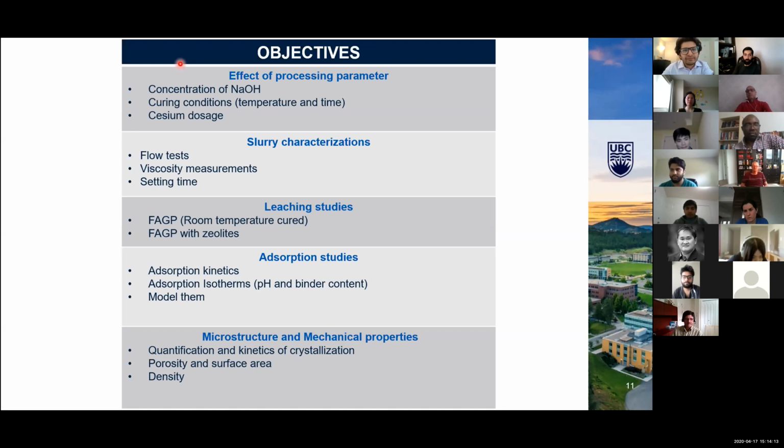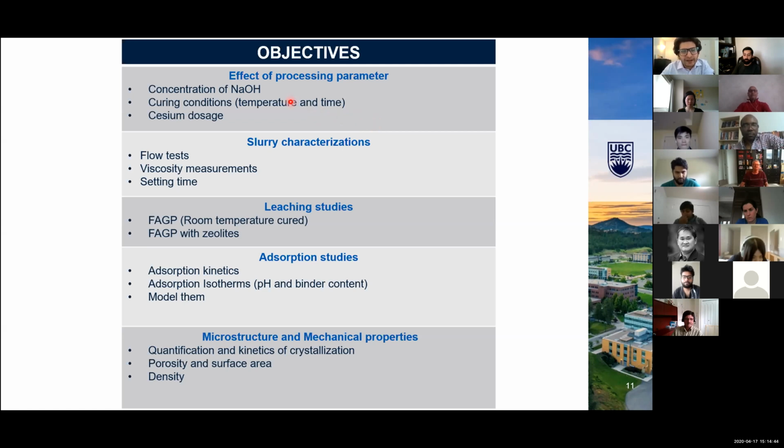So here are some basic objectives that I'm working on. First of all is to study the effect of different processing parameters of geopolymers, such as concentration of sodium hydroxide, various curing conditions, and cesium doses on the final geopolymer product form and on the in situ zeolitic phases, and how these processing parameters are affecting the cesium encapsulation within the matrix.